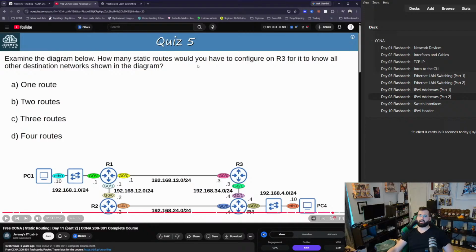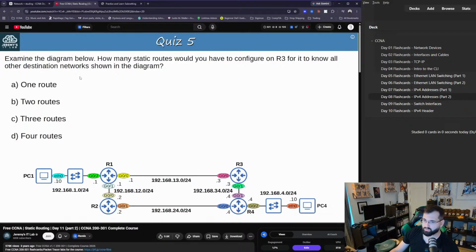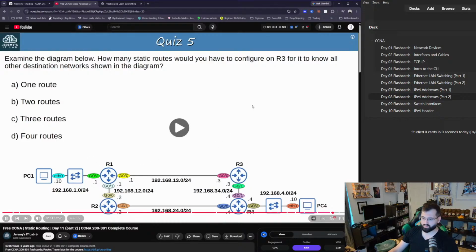How many static routes would I have to configure on R3 for it to know other destination networks shown in the diagram? To know other destination networks? Just 2 routes, because it can go here that way or it can go that way, right? Am I understanding that correctly?